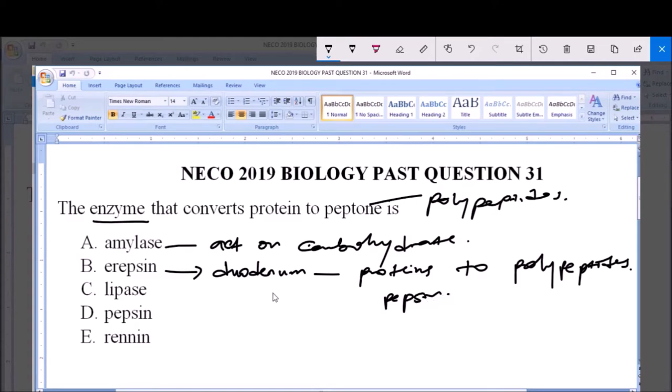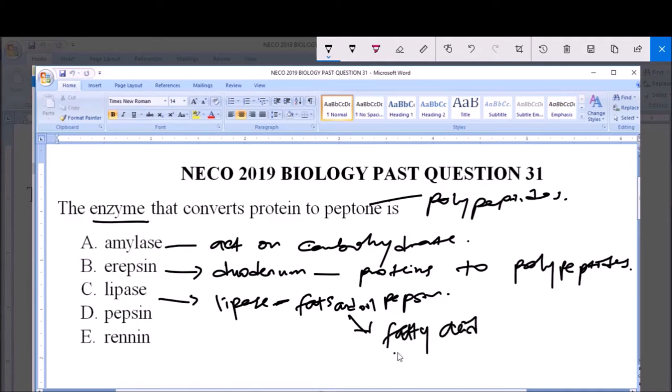Now, C says lipase. Lipase is an enzyme that converts fats and oil. It acts on fats and oil, that is lipase. So, lipase acts on fats and oil to give fatty acids and glycerol.